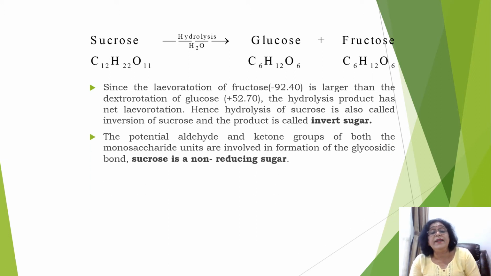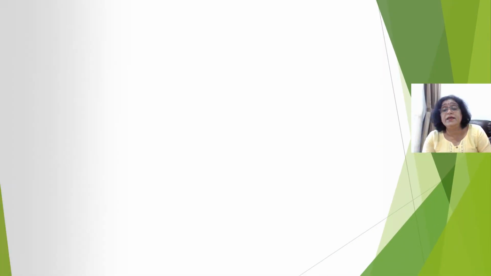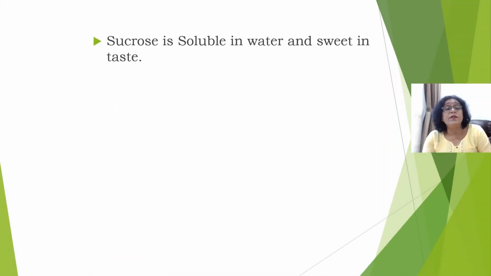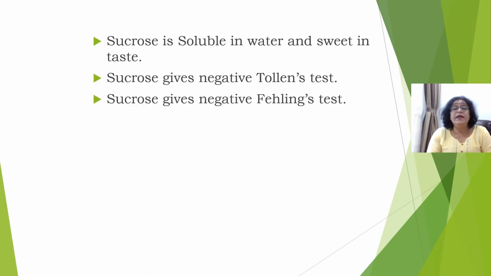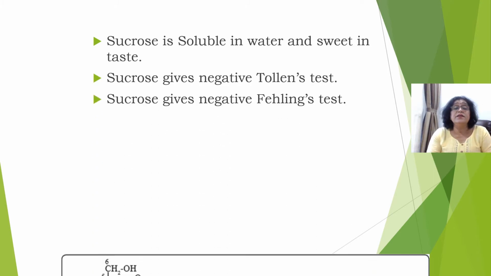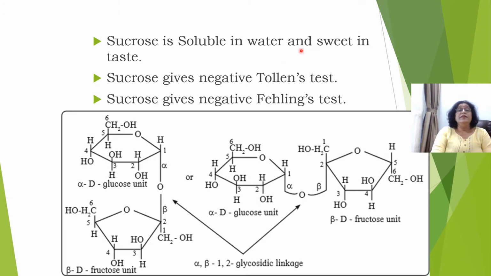The potential aldehyde and ketonic groups of both monosaccharide units are involved in the formation of the glycosidic bond, so sucrose is a non-reducing sugar. Sucrose is soluble in water, sweet in taste, and, as we said, it is a non-reducing sugar. That is why it gives a negative Tollens test and a negative Fehling's test. Now let's see why it is a non-reducing sugar.